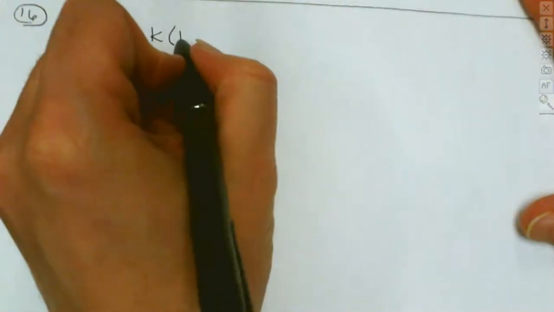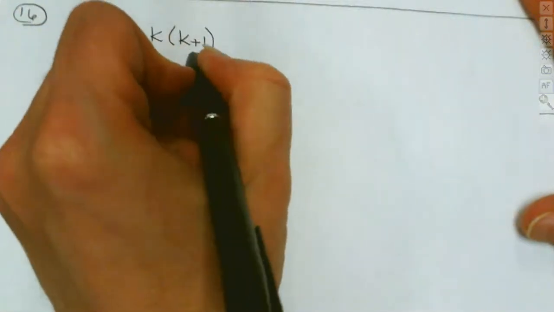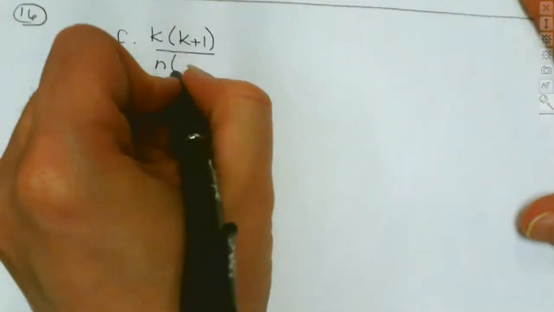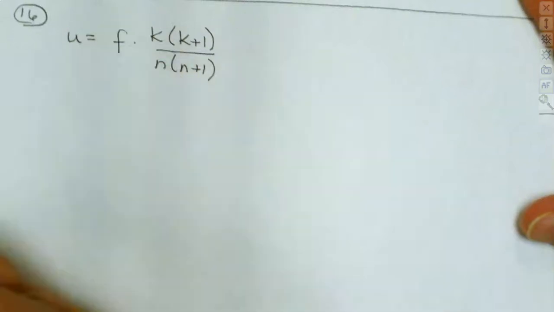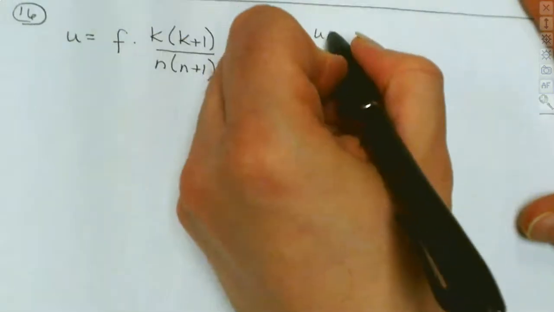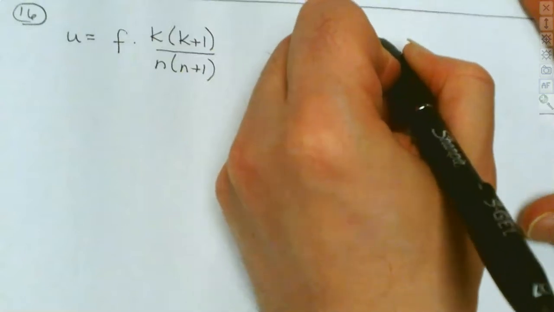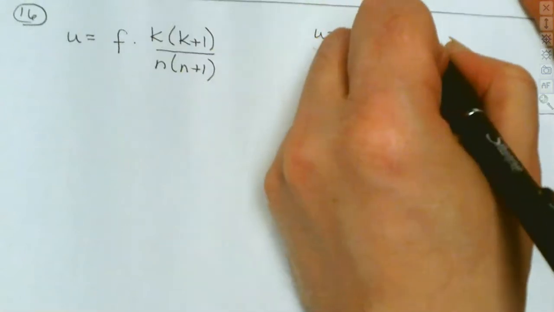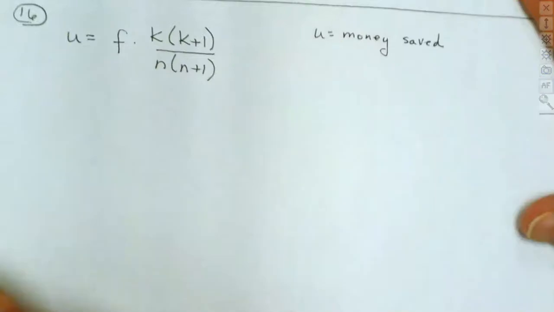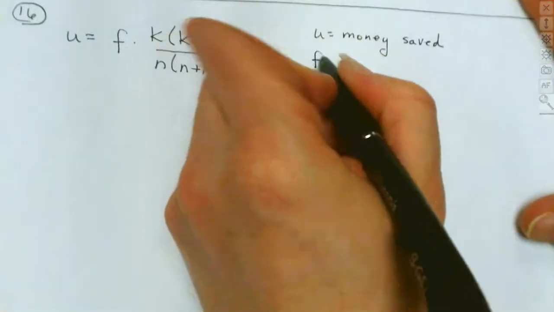So we've got U equals F times K, K plus 1 over N plus 1. Now, U is the unearned interest, and that's the money that we saved. Then we've got F, which is the finance charge.